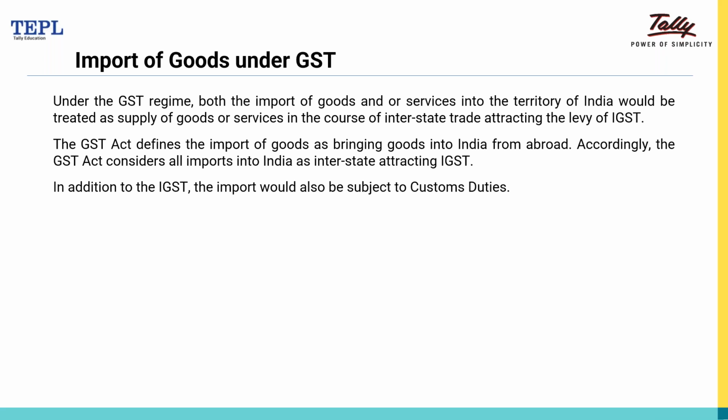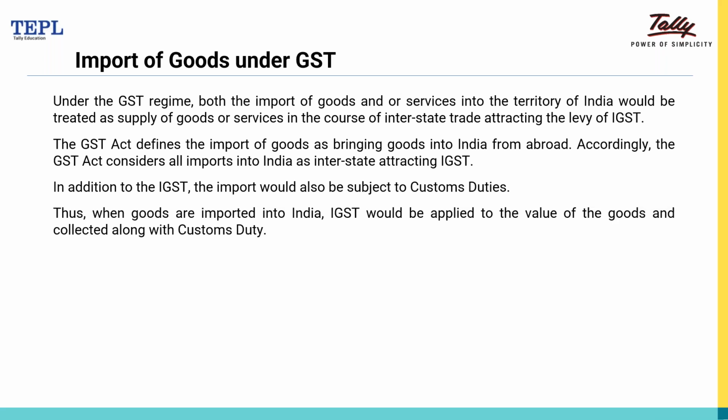Okay, so customs duty is also applicable on import of goods. When goods are imported into India, IGST is applied to the value of the goods and collected along with the customs duty. So here, suppose your goods value is 1 lakh and you pay customs duty of rupees 50,000. Now for IGST, you need to add these, making 1,50,000, and calculate IGST on this entire 1,50,000.